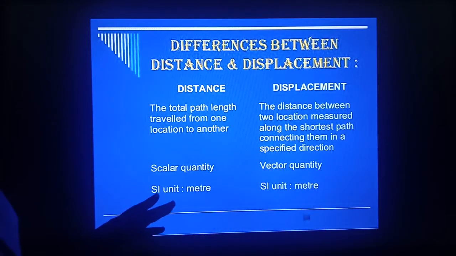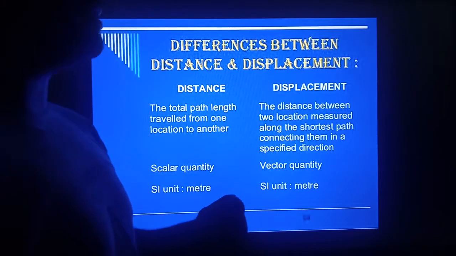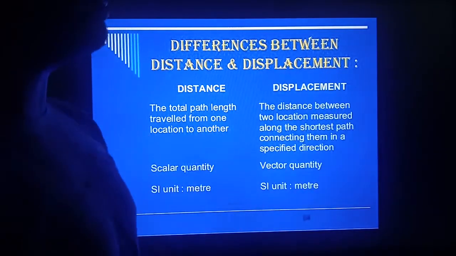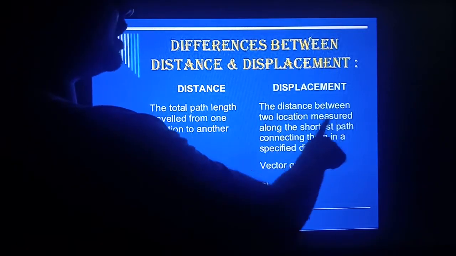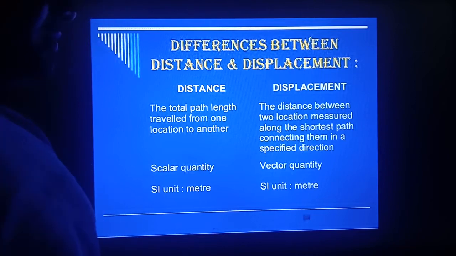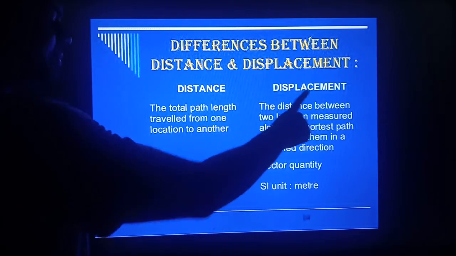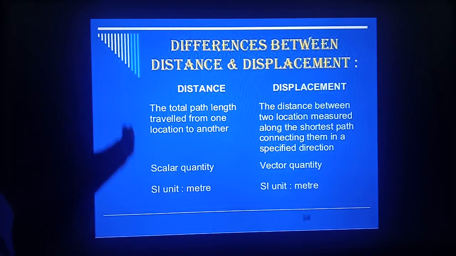Means the total path length is known as distance, and the shortest distance between the initial point and the final position is known as displacement. The distance between two locations measured along the shortest path is known as displacement. Distance and displacement both are measured in meter or centimeter, means they have the same common unit.